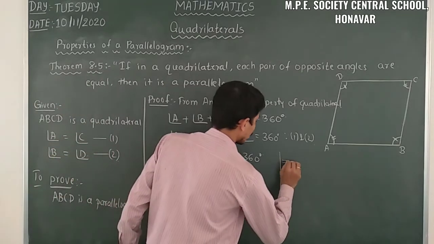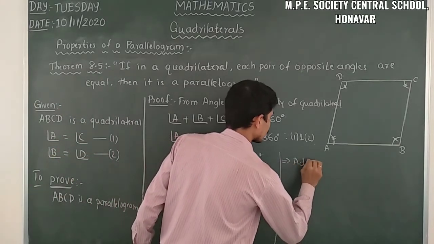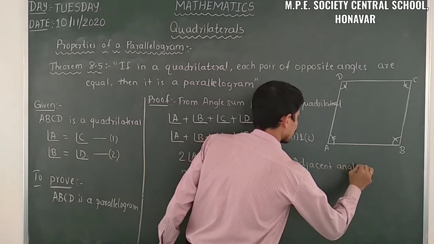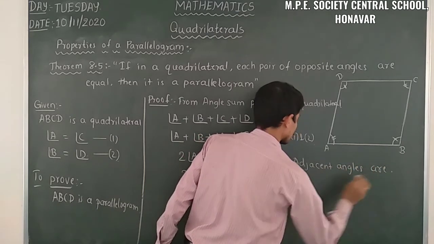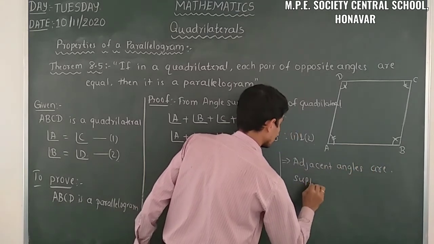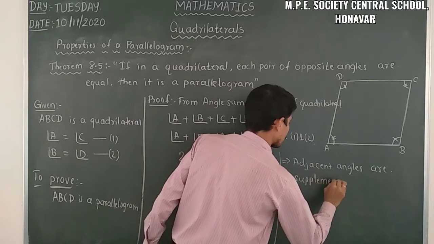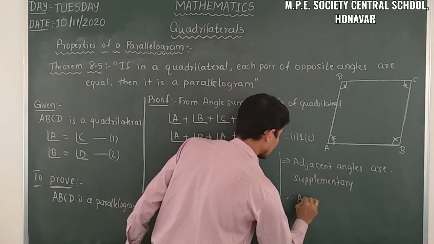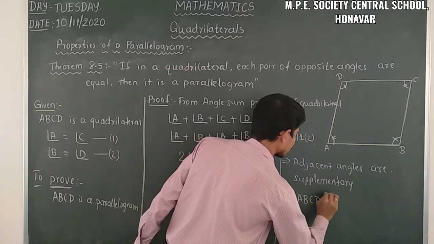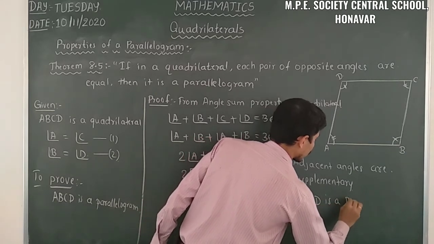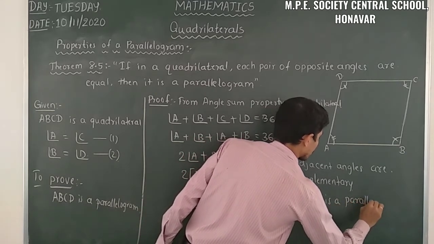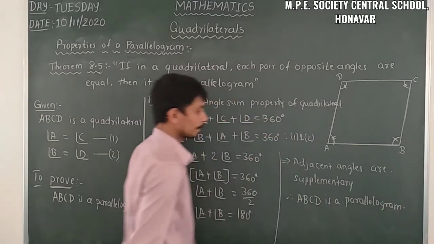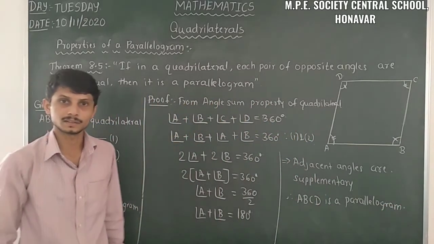This implies adjacent angles are supplementary. Therefore, ABCD is a parallelogram.